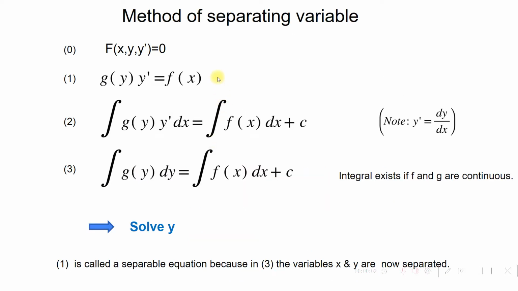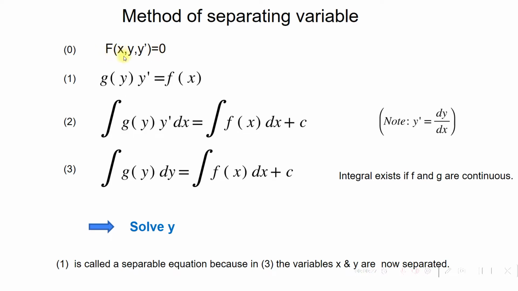A separable ODE is called as such when the variables x and y can be separated in an ODE in the process of solving y, just like equation 3 as an example. All the y terms on the left side and all the x terms on the right side. Let's take a look at equation 0.